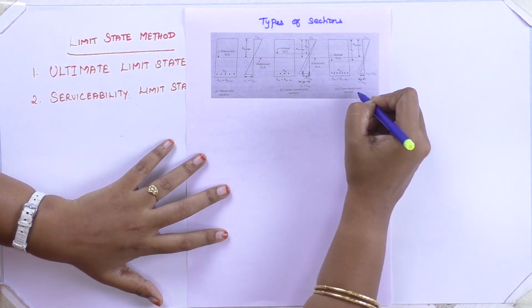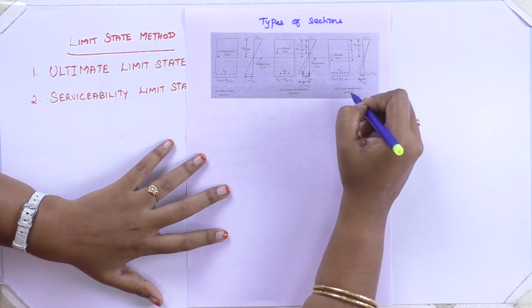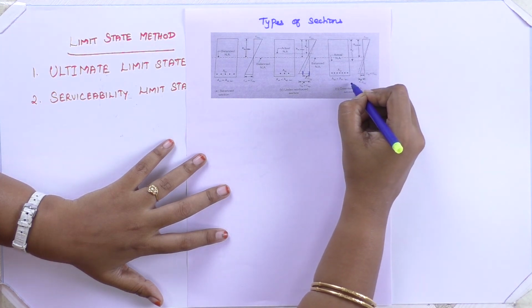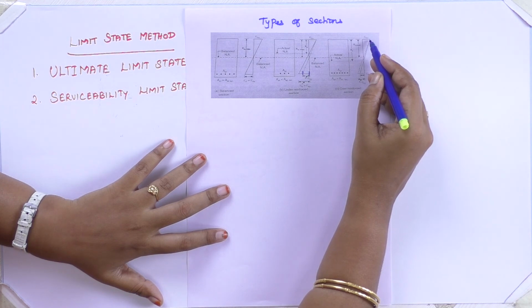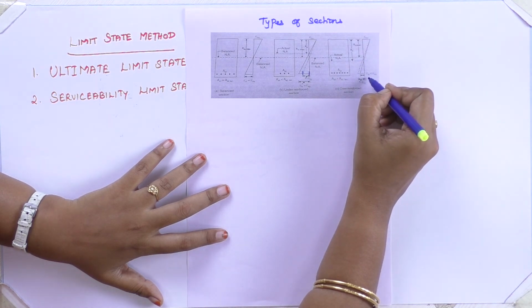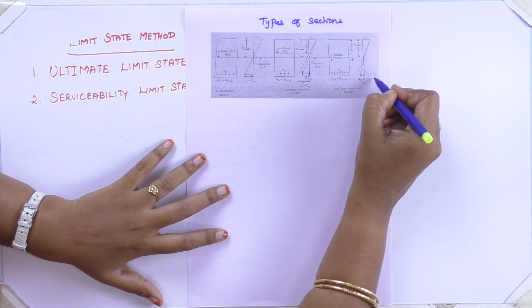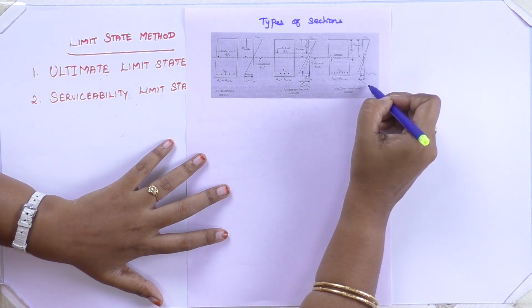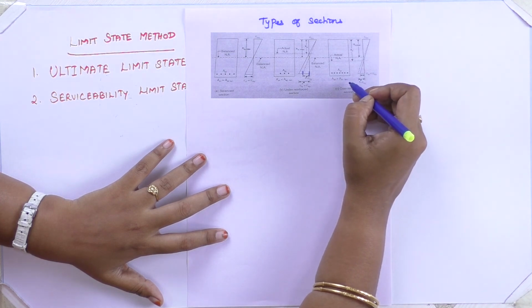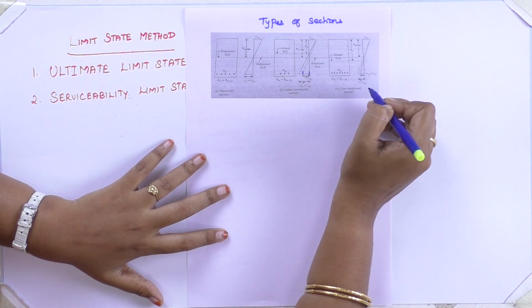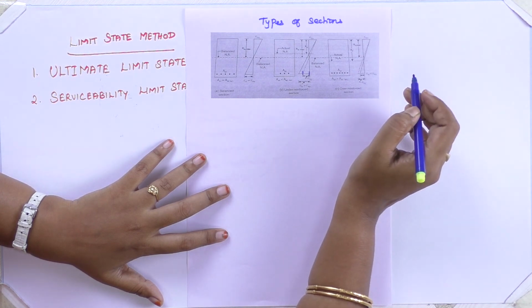When the section is over reinforced, Ast provided is greater than the Ast limit. For that, your strain epsilon s will be less than epsilon sy. So we can check whether the section is balanced, under reinforced or over reinforced.